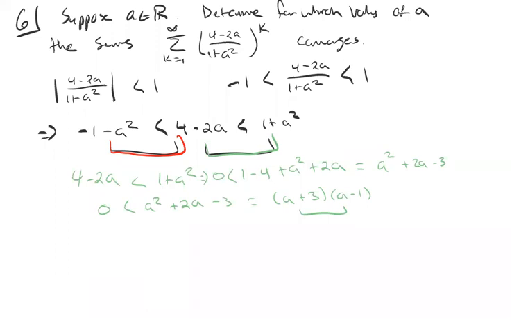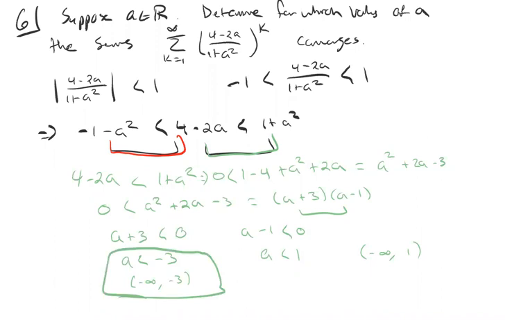Okay, so we want to know for what values of a this is true, and for what values of a minus 1 is also less than 0. So that's a less than 1 and a less than -3. So we have to take the more restrictive inequality. Okay, so this tells us that we can have -infinity to 1, and this tells us that we can have -infinity to -3. That's the more restrictive one, so we're gonna take that.